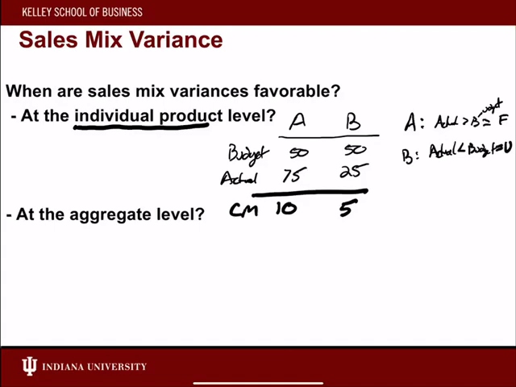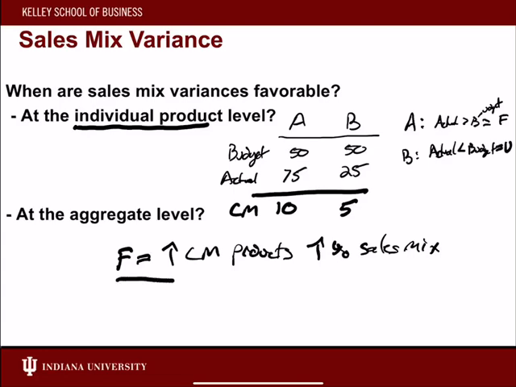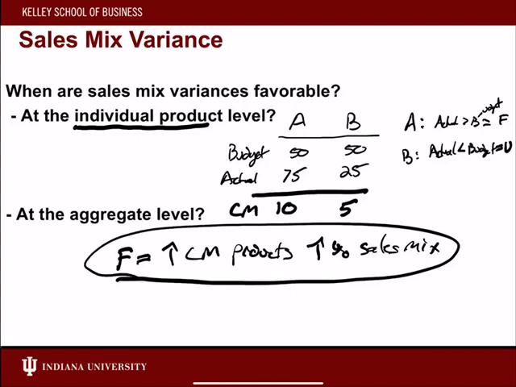So at an aggregate level, you have a favorable variance when your higher contribution margin products are a higher percentage of your sales mix. And unfavorable would be vice versa. In this scenario, if A actually had a lower contribution margin, we wouldn't be happy if our lower contribution margin product ended up selling more than our better products, right? So just remember, this is when it's favorable. We always want our sales mix to lean towards our more valuable products.